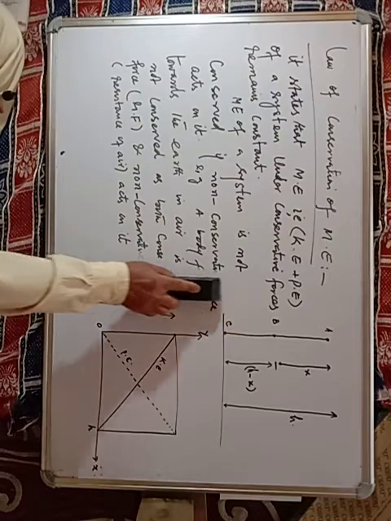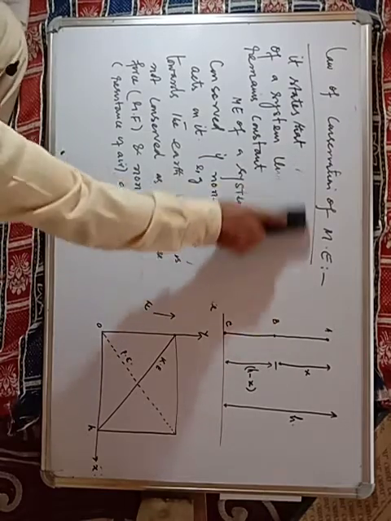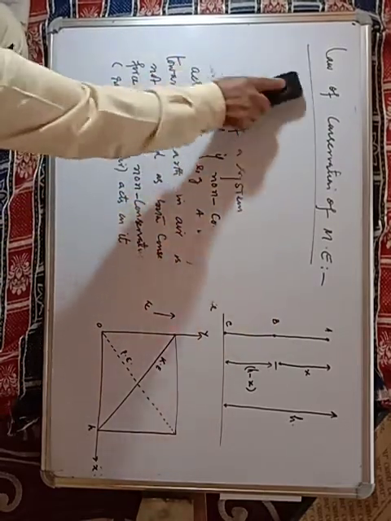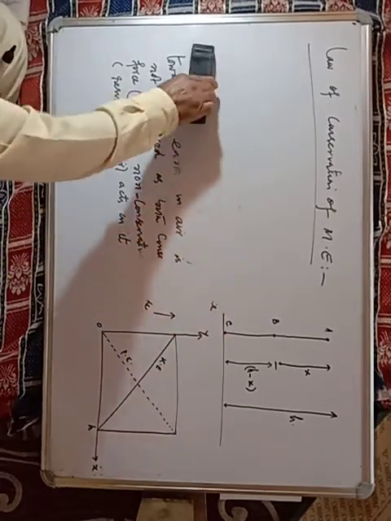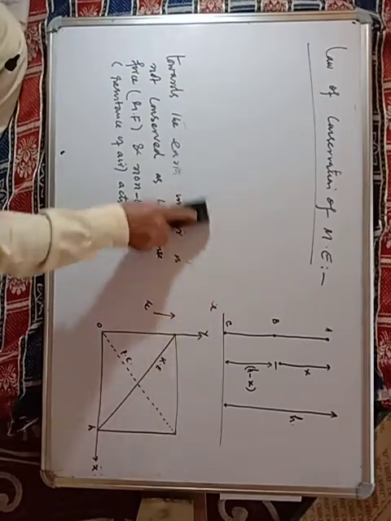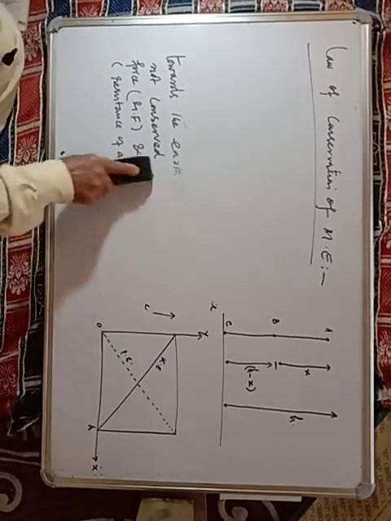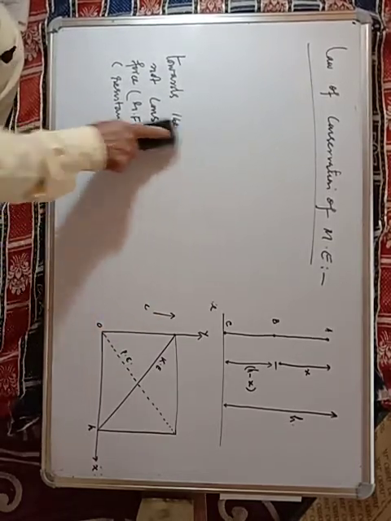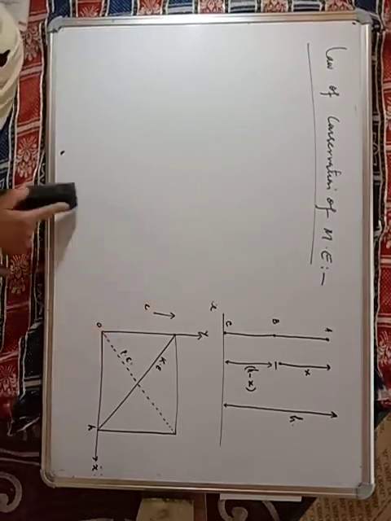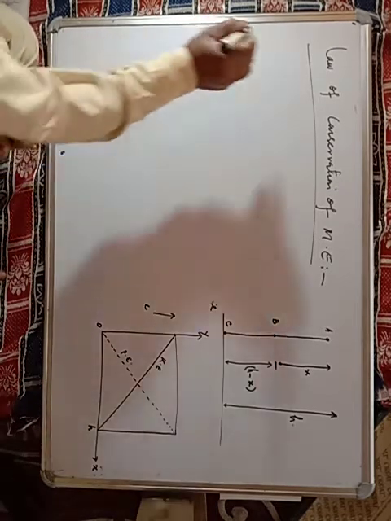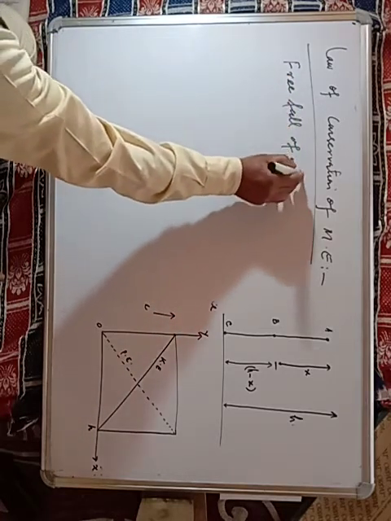So we have to consider a system in which the mechanical energy remains constant. That is, kinetic energy gets converted into potential energy, or potential energy gets converted into kinetic energy, right? So for this, let us consider a free fall of a body, where we can prove easily the law of conservation of mechanical energy. So consider a free fall of a body.